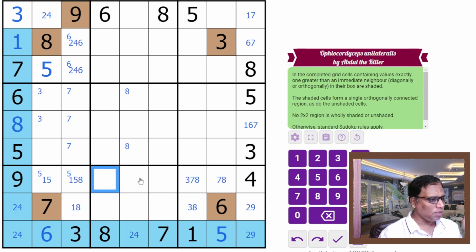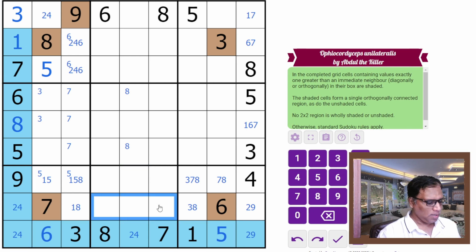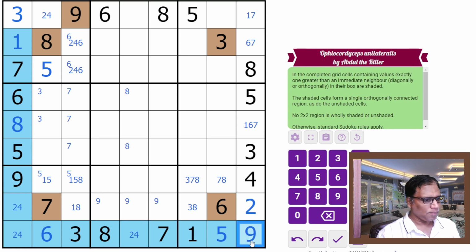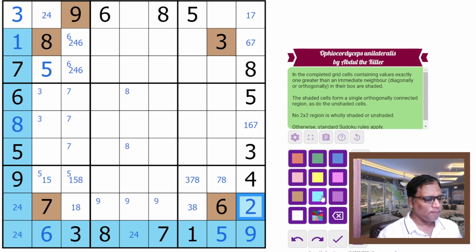But look now, where could 9 be? 9 must be here. Right. Now 9 cannot be here. 9 is not here. 9 must be here. But that means that's 2. That's 9. Yeah, that 2 means that is going to be light definitely. Because it's 1 here. 9 is here. 2, 4. And that is light.